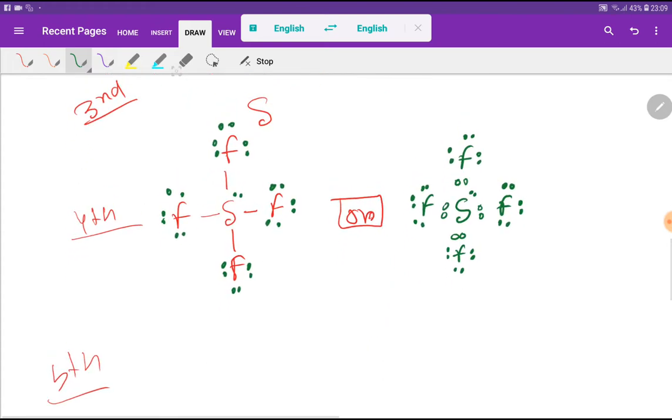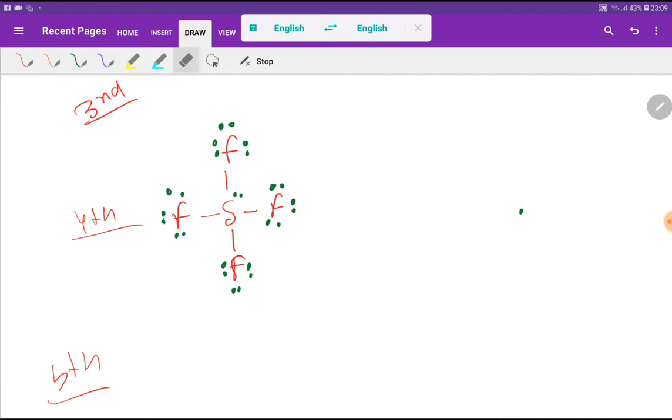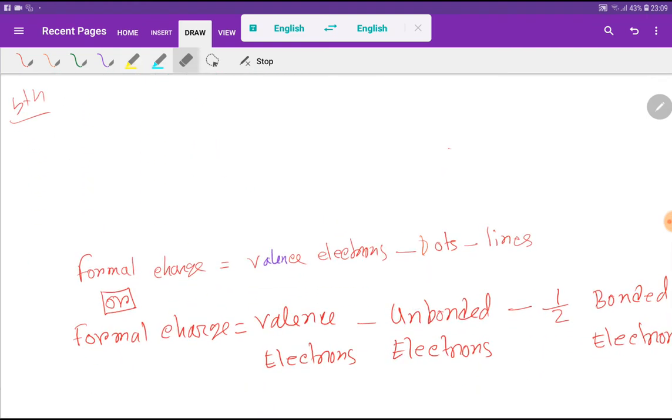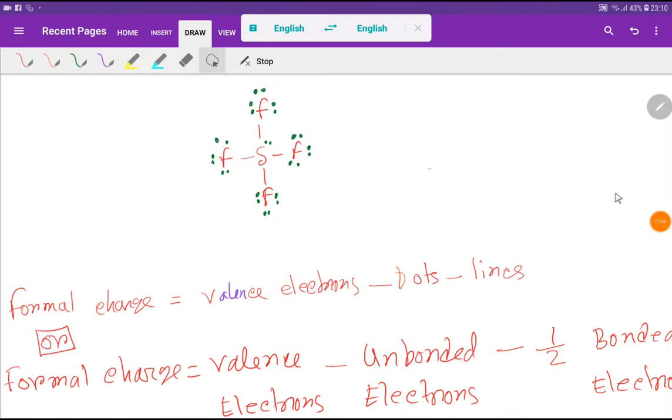However, now we will find out the formal charge, right? Look at here, formal charge equal to valence electron minus dots minus line, right? So if I find the formal charge for this fluorine, the valence electrons for fluorine is 7 from electronic configuration or group number, then dots attached to this fluorine is minus 6, minus line attached to this fluorine is 1. So basically we are getting here 0. So the formal charge of this fluorine is 0. All these fluorine are symmetrical, so all will have 0 formal charge, right?